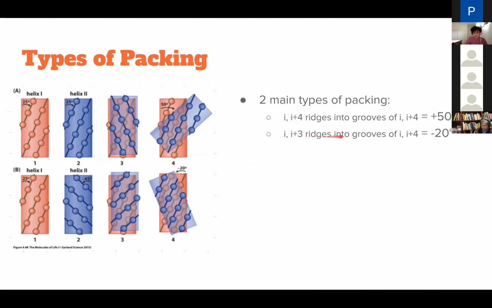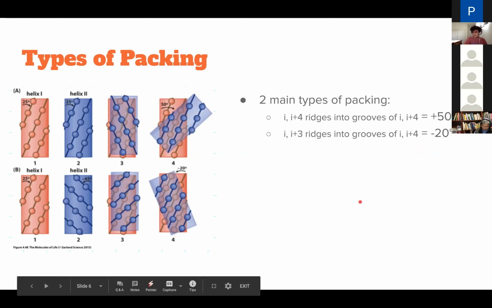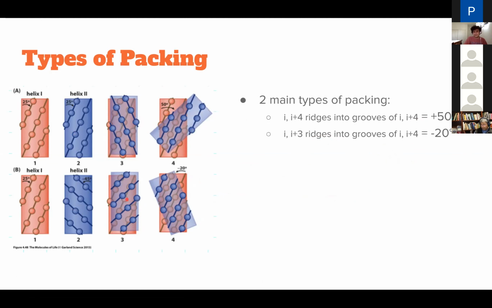For I plus 3 into the grooves of I plus 4, that's the other one. Do the same thing, rotate it 180, and then twist it such that these line up. You'll end up getting negative 20 degrees. I don't know how important this will be. When I took the class, I don't remember we had many questions on it, but we'll go over it just so you know.